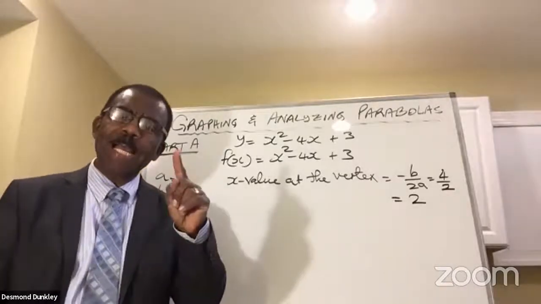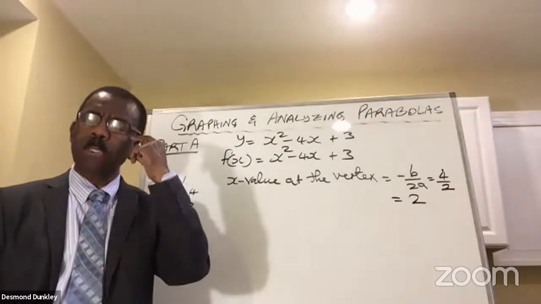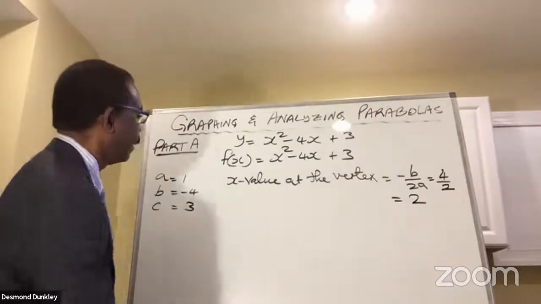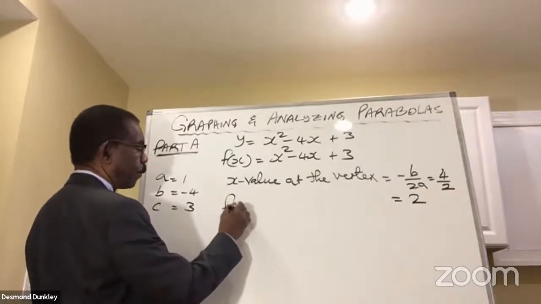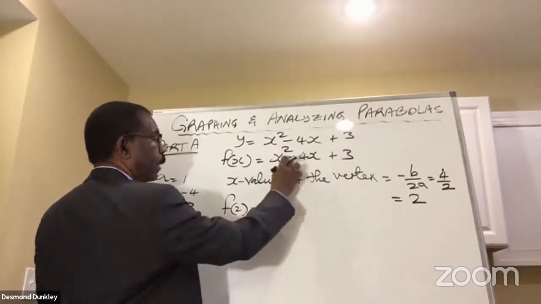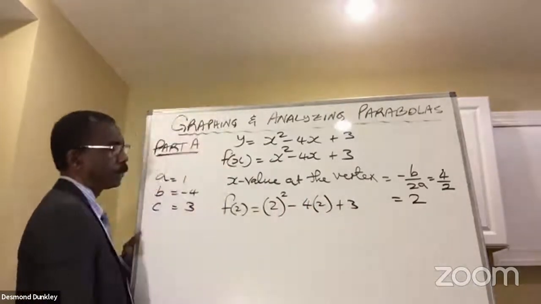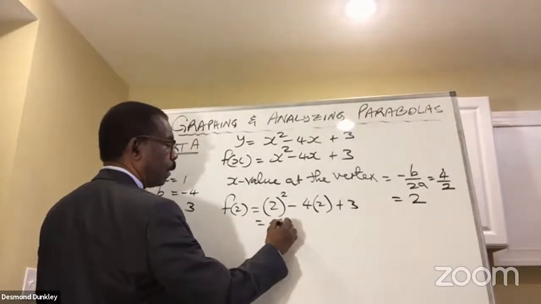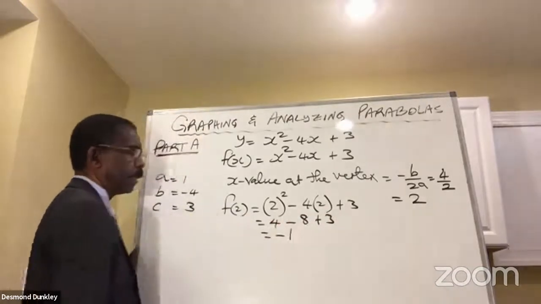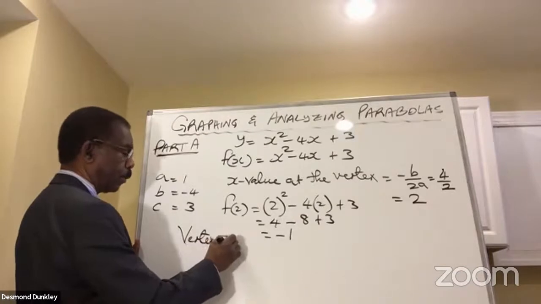So now that we know the x value at the vertex, we need to find the corresponding y value at the vertex. In other words, when x is 2, what is the value of y? Well, f of 2 is going to be equal to 2 squared, minus 4 times 2 plus 3. So that's going to be equal to 4 minus 8 plus 3, which is negative 1. So the vertex is the point (2, -1).